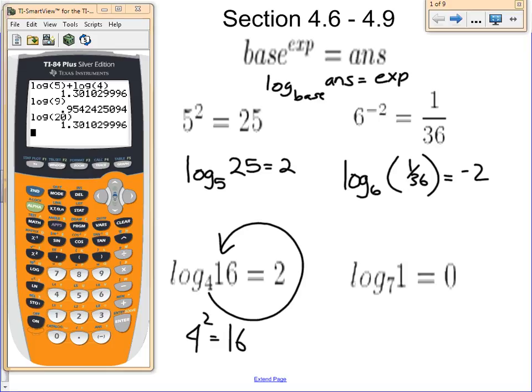Does it matter the base here? Yeah. Look here. In this one, log base 7 of 1. Will it matter the base? No. Because anything in the zero box will be 1. So it's not going to matter the base.